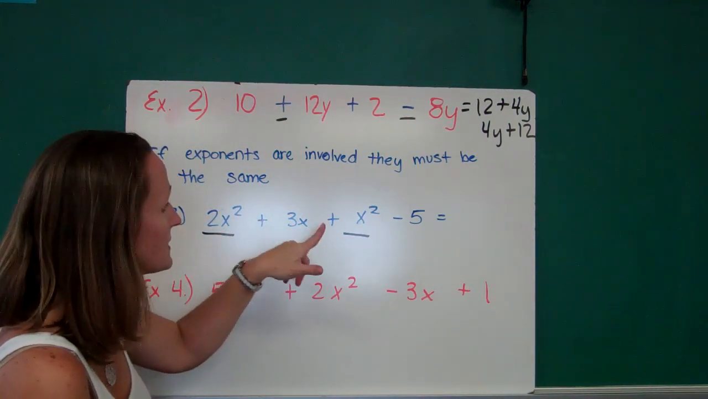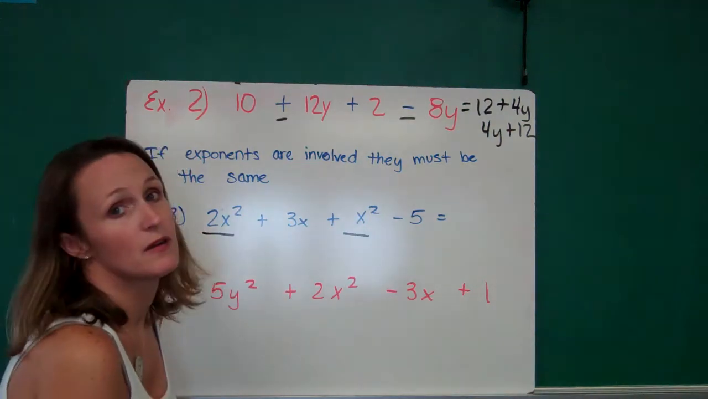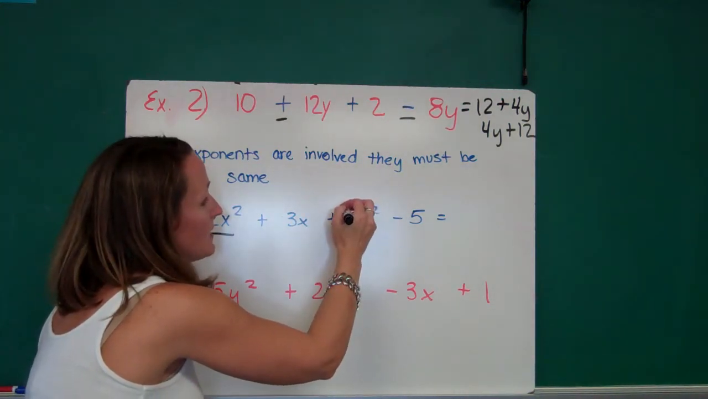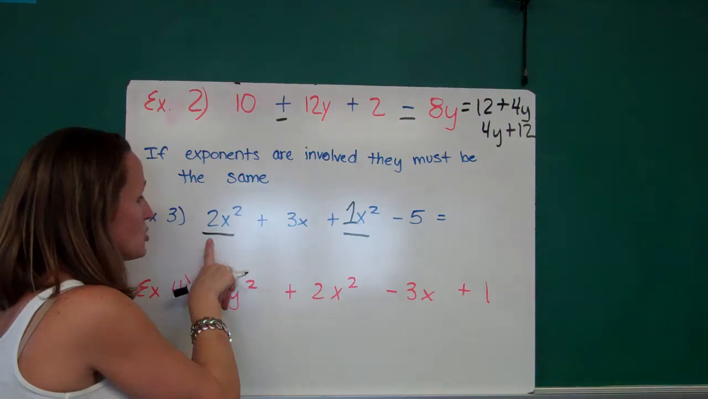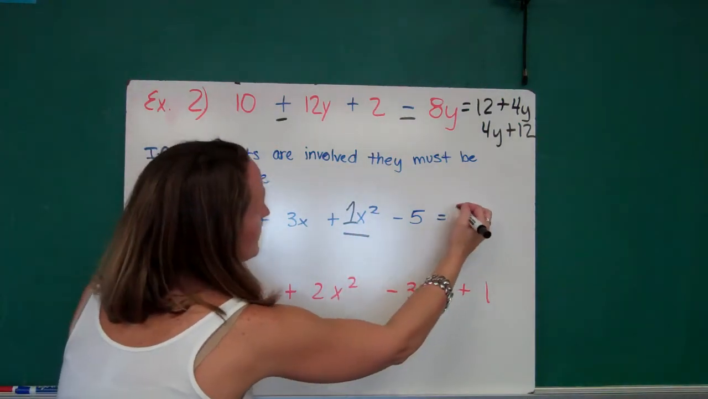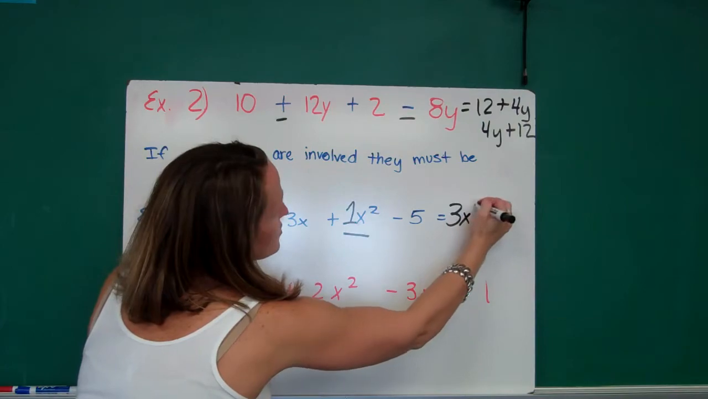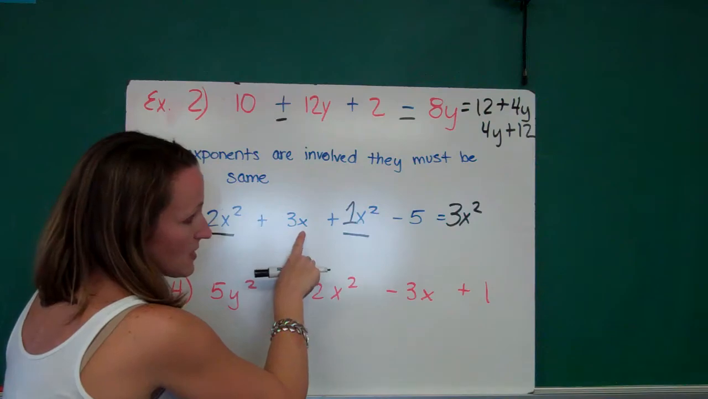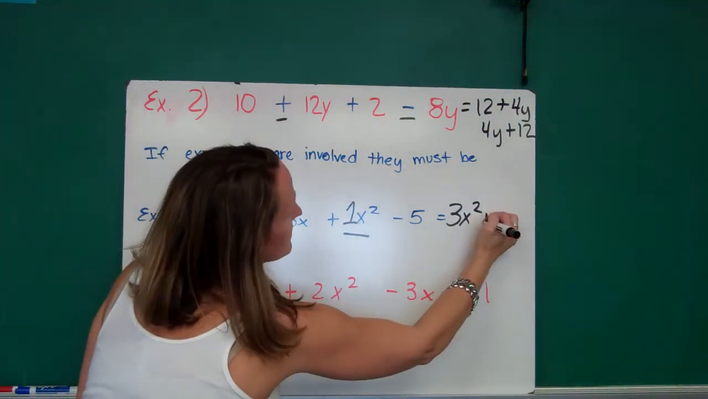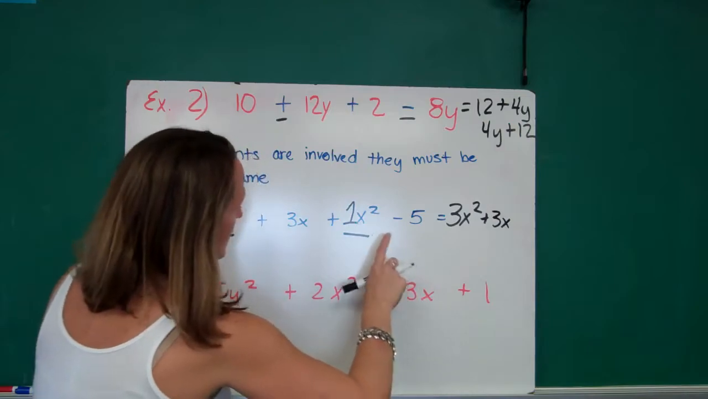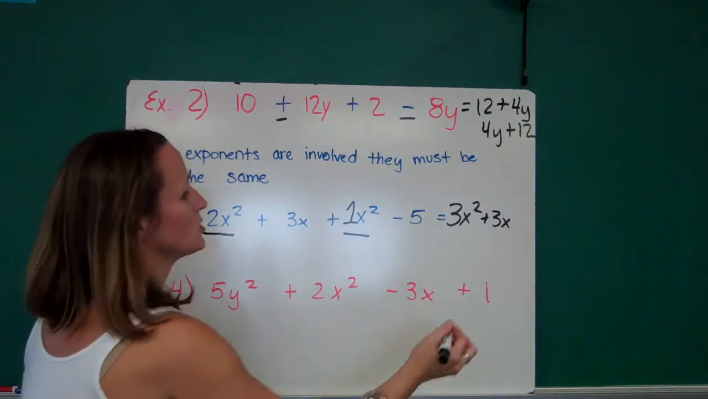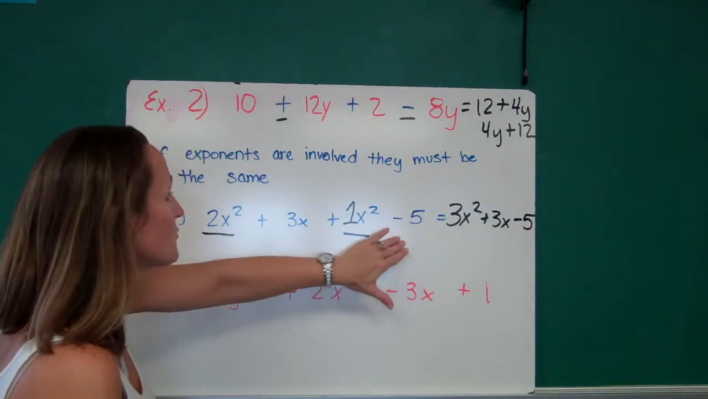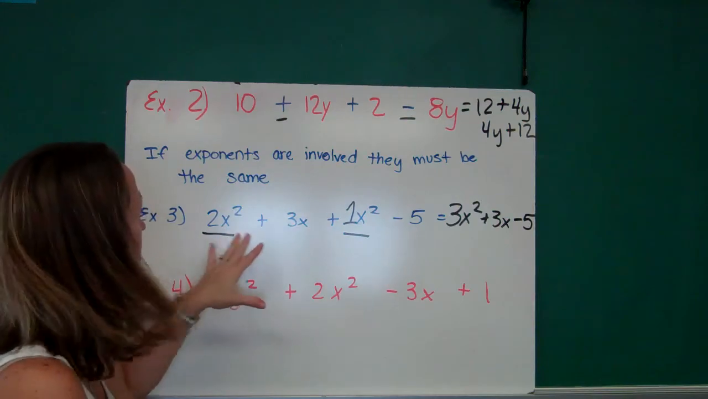So I'm going to take 2x squared and add it plus x squared. Remember, what's always in front of an x squared, or a number, what's implied, is that 1. So this becomes 2x squared plus 1x squared, and that gives us 3x squared. Now, we want to do this in descending order. We have a plus 3x. There's no other x's, so I'm just going to write plus 3x. Then we have this minus 5. There's no other constant terms, so I'm going to write minus 5. And that's what we're left with when we combine all the like terms in this sequence.